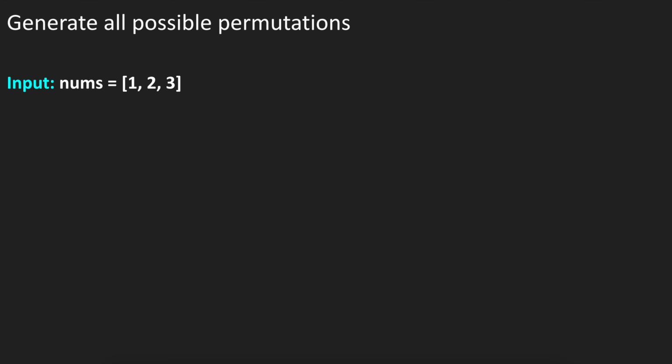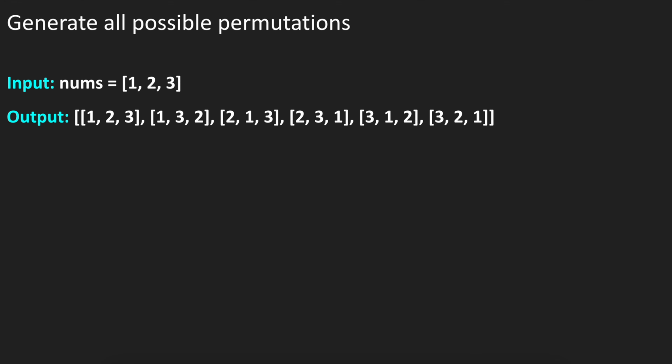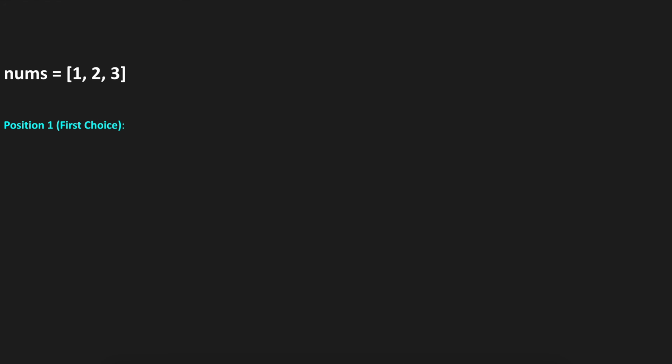Let's say we have an input array of 1, 2, 3, and for that we are generating all possible permutations, which is 1, 2, 3 in this case, 1, 3, 2, 2, 3, 1, and so on. So for that, let's break it down step by step. For the first position, how many choices can we make? We can make 3 choices. We can choose either 1, or 2, or 3, right?